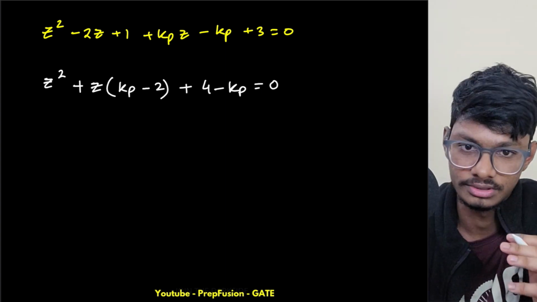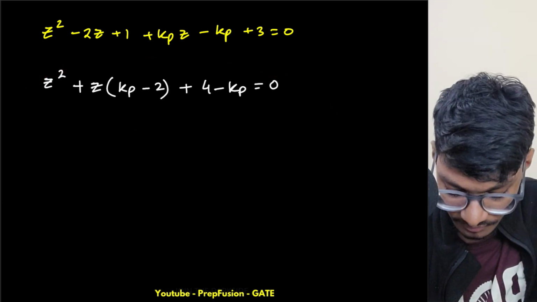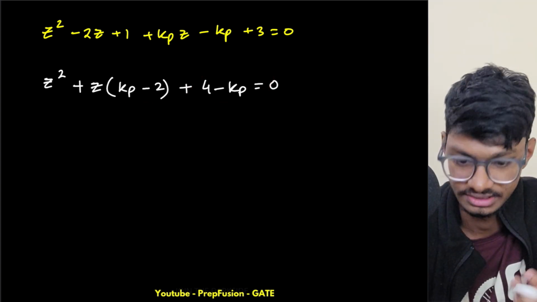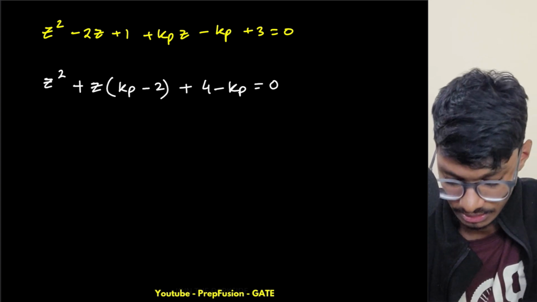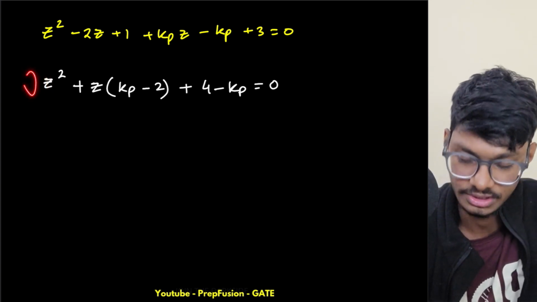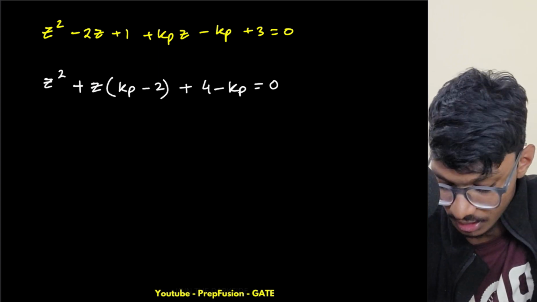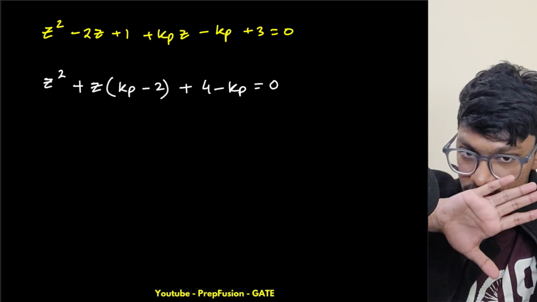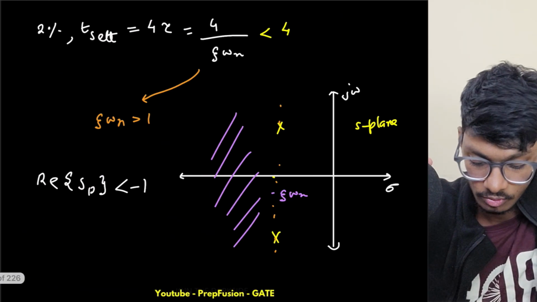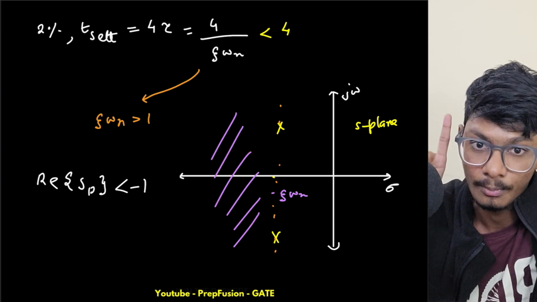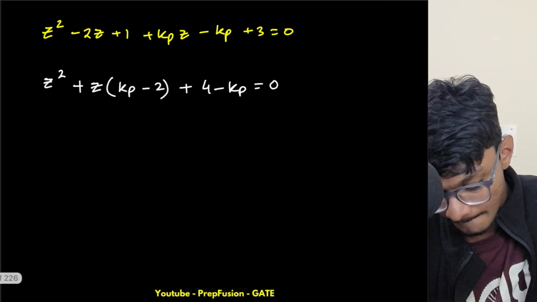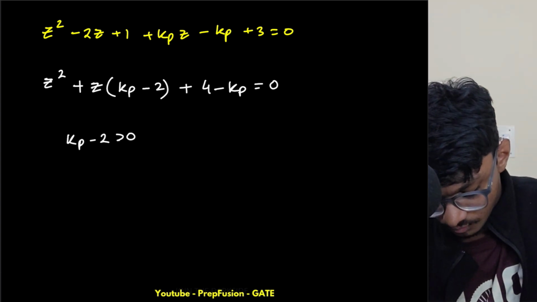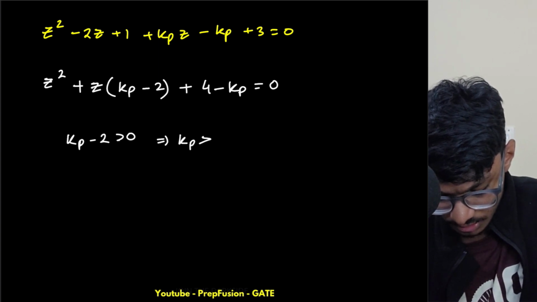We don't need to use the Routh table. Like for second order, I told you, we can directly use the Routh-Hurwitz criterion from the coefficients itself. So obviously all the coefficients must be of the same sign. The coefficient of z square is plus 1, so the others should also be positive for it to be stable, for all the poles of this z plane to lie on the left hand side. And if all the poles lie on the left hand side of the z plane, then all the poles of the s plane lie on the left hand side of the s equals -1 line. So Kp minus 2 has to be greater than 0. That means Kp has to be greater than 2.